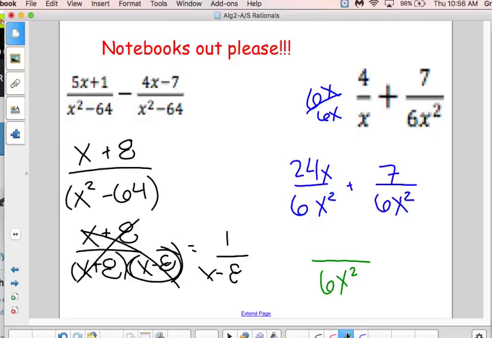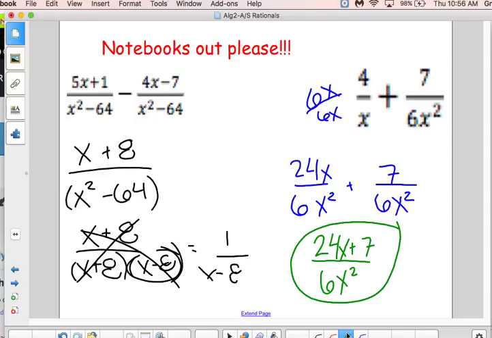Can we add the 7 and the 24? No, that one doesn't have an x. Perfect. 24x plus 7. Once we add them together, this is our addition. We're done adding, but we should always check, can we simplify? So if we are going to be able to simplify it, we would have to be able to factor something out of the numerator. Can we factor anything? No. So we are done right there.